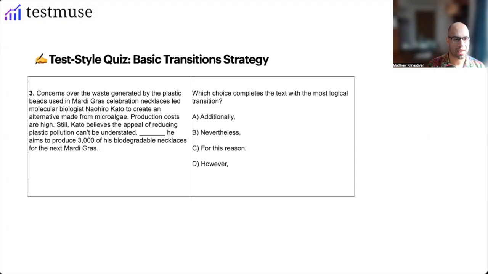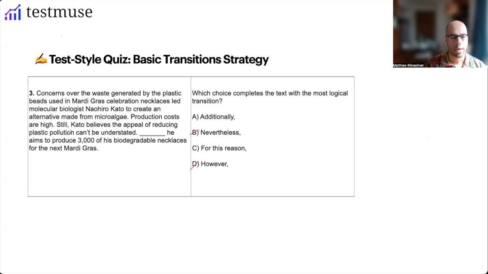Okay, first thing is I'm noticing there is no contrast, right? He wants to reduce plastic pollution, but he aims to produce 3,000 biodegradable necklaces. No way. So I'm going to say that's out. Addition, okay, he believes the appeal can't be understated. Additionally, he aims to, maybe. I'm going to go ahead and get rid of nevertheless and however, though, because I'm saying no to contrast.